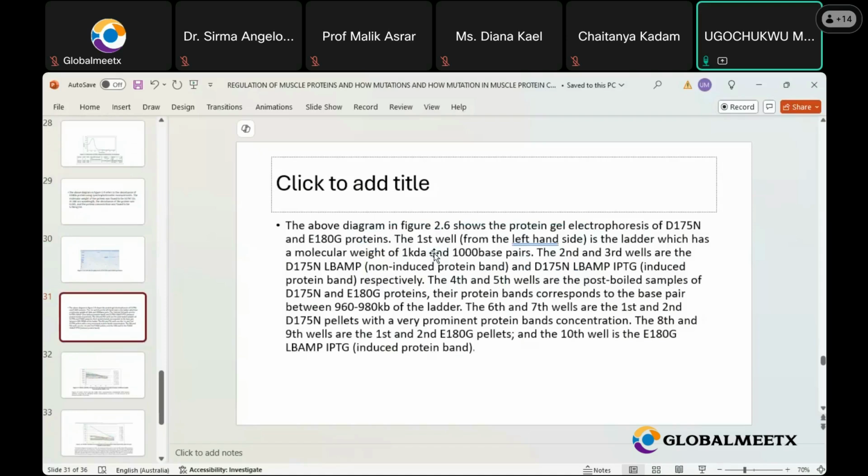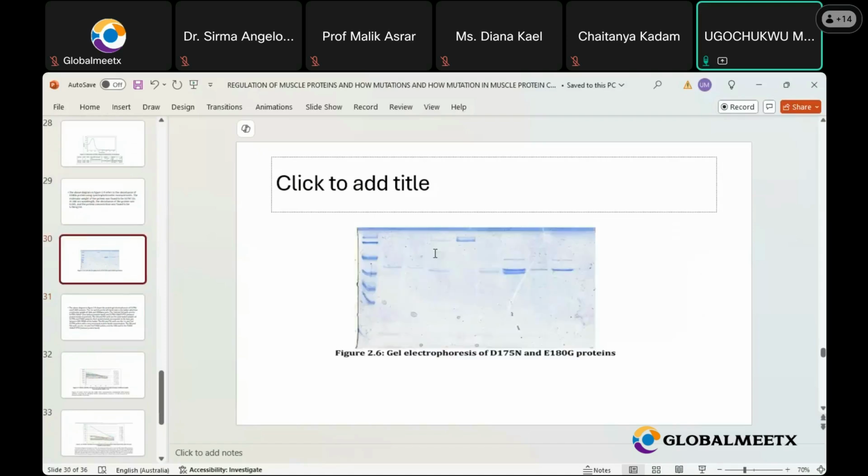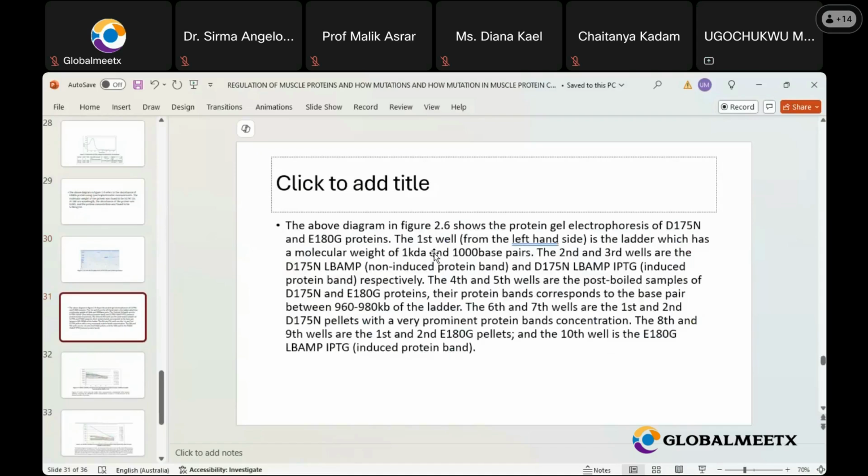The fourth and fifth wells were the post-boil samples of the mutated D179 and E180G proteins. Their protein bands correspond to the base pair between 960 to 980 of the ladder.